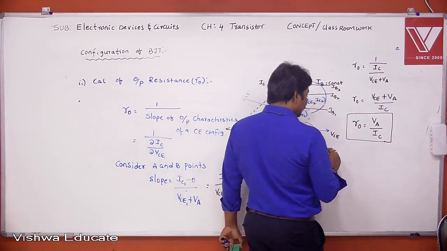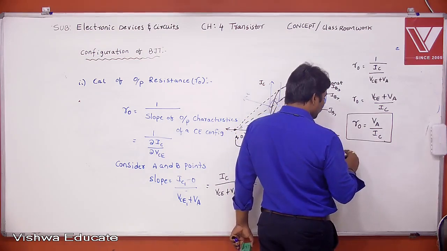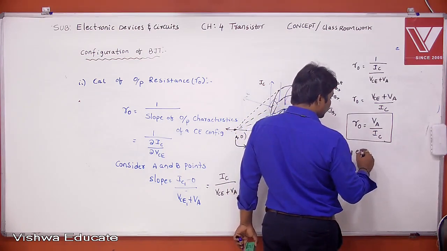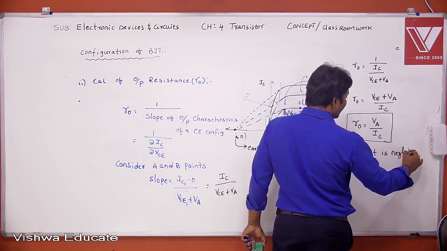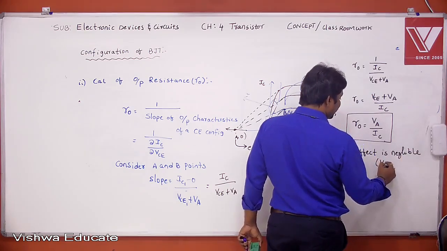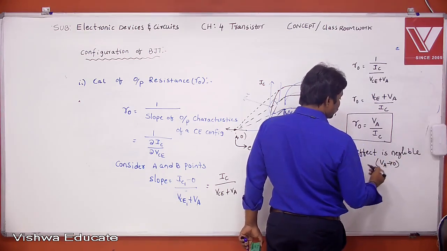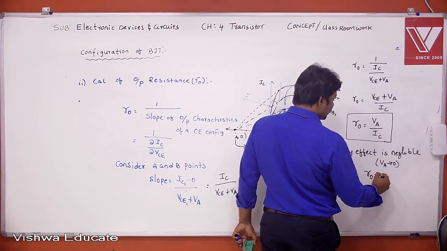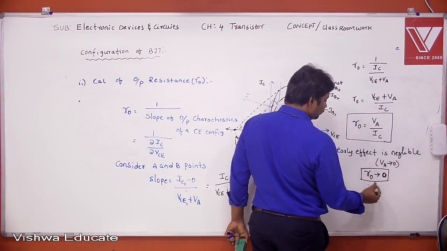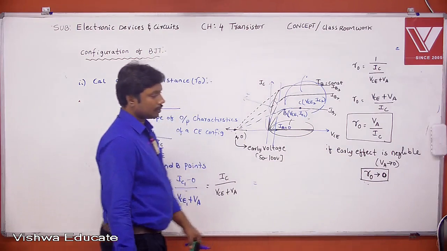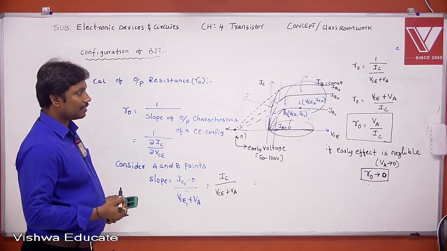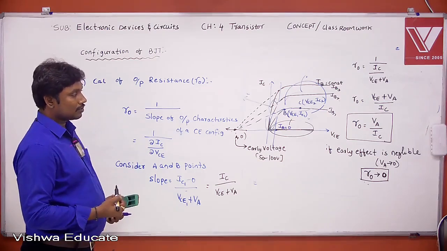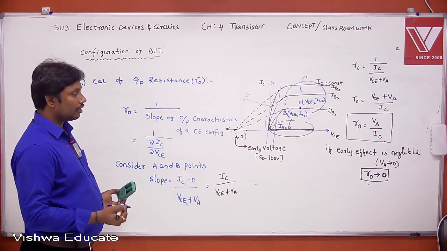See here, if the early effect is negligible, which means the early voltage tends to 0, then what should be the output resistance? Actually the output resistance is 0. Copy. So in this way we can calculate the collector current when VC changed and also the output resistance with the help of early voltage, right? Yeah, copy this one.